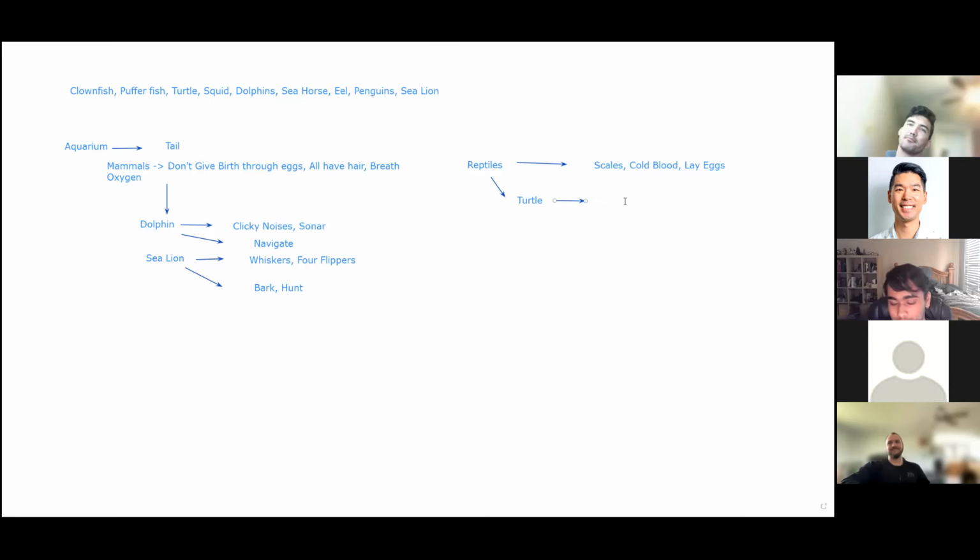Shell. Shell, obviously, is the big one. Anything else? Australian accent. I guess it depends on the turtle, but I like the reference, Andrew. I appreciate the reference. Anyone else think of anything? Amphibious. Long life. Like they live to be over like 100.